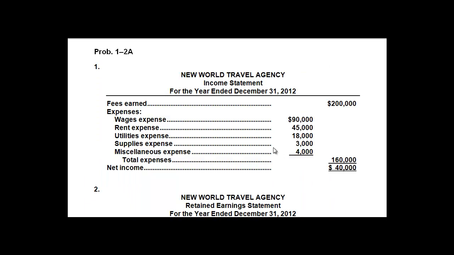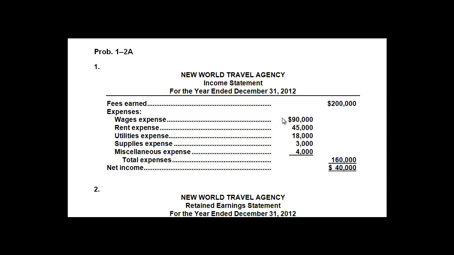Okay, guys, so based on the account balances we're given, we see here that we earned $200,000 of revenue. Okay, New World Travel Agency, we have the name of the financial statement, and we have here that it's for the year ended December 31st. So it's for the entire year. It's a period of time.